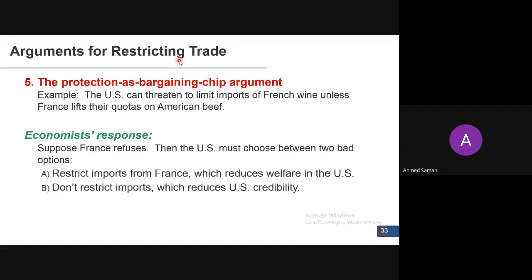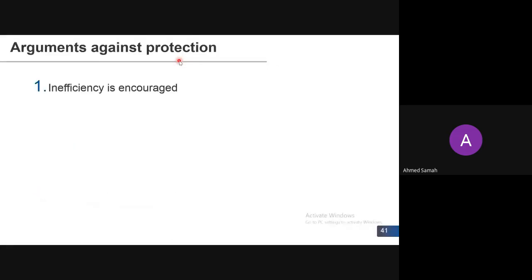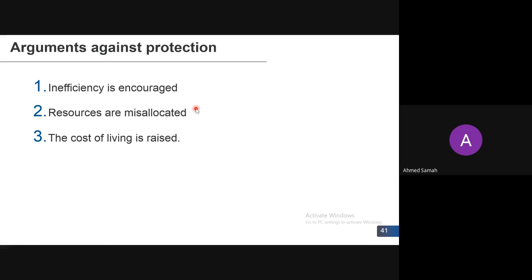Then there are arguments against these restrictions as well. Inefficiency is encouraged. Resources are misallocated because of the protections, which means competitive advantage is not used, because there are trade barriers. Also the cost of living in the country is increased, because import restrictions raise the overall price levels. So economists oppose protection measures for this reason. Welfare gains will be lost, and overall economic welfare falls. And also there could be retaliation measures.